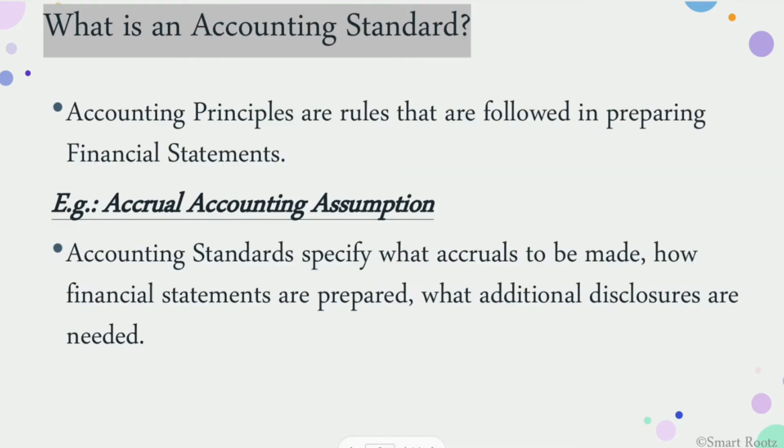Then what is an accounting standard? In the previous video, we discussed accounting principles, like the accrual accounting principle or the going concern assumption. All these are principles that are used in preparing financial statements. However, accounting standards specify what accruals need to be made, how financial statements should be prepared, and what additional disclosures are to be made. So it provides more in-depth guidance about what should be accrued and how. That's the difference between an accounting principle and an accounting standard. So we've understood the definition of a conceptual framework and what an accounting standard is.